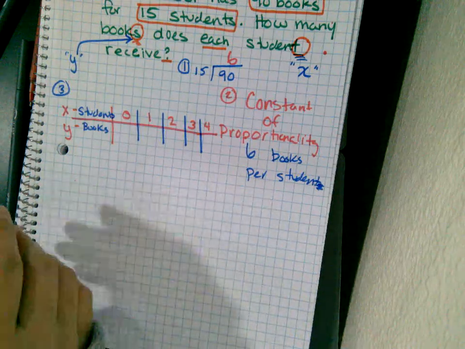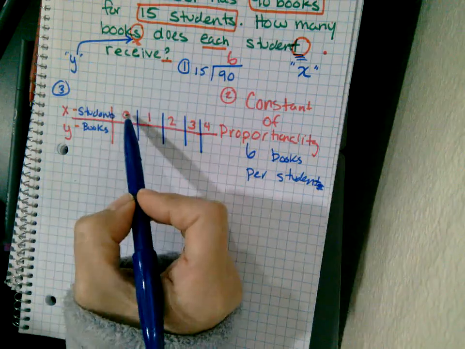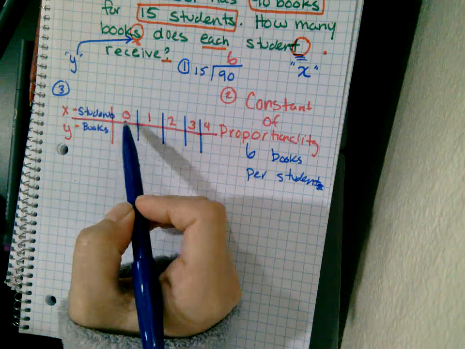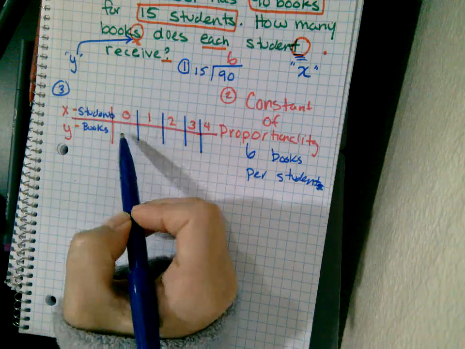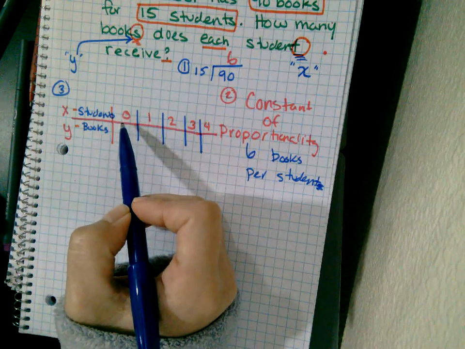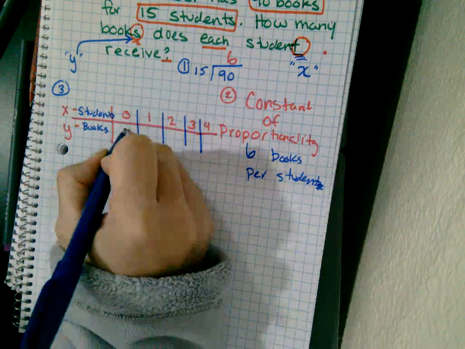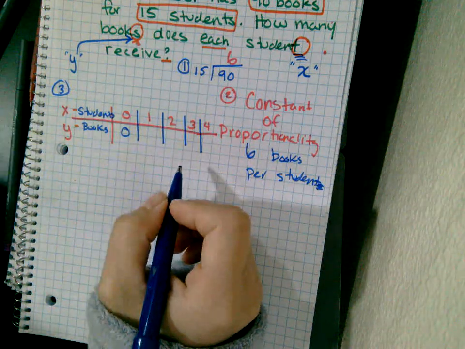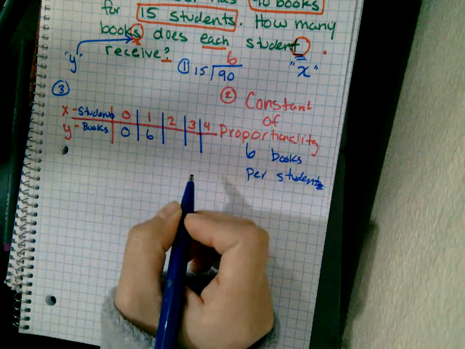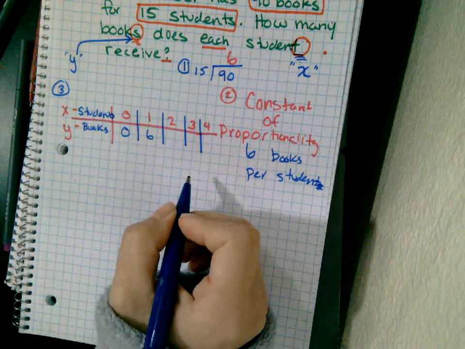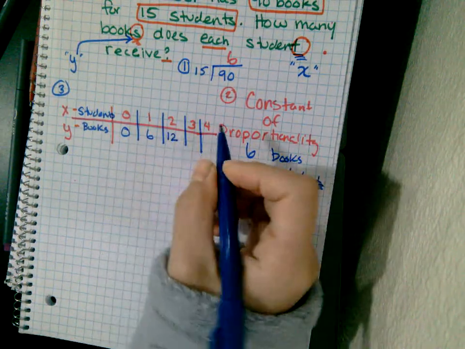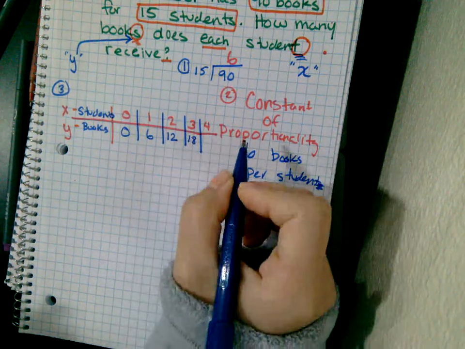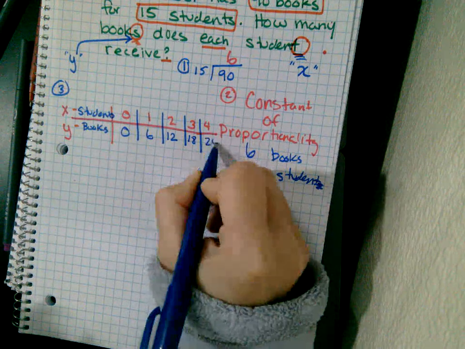Okay, now ask yourself, if you have 0 students, how many books will 0 students get? 0. Good. If I have 1 student show up, how many books do I give that 1 student? 6. What if 2 students show up? 12. 3 students show up? 18. Good. 4 students? 24. Cool.